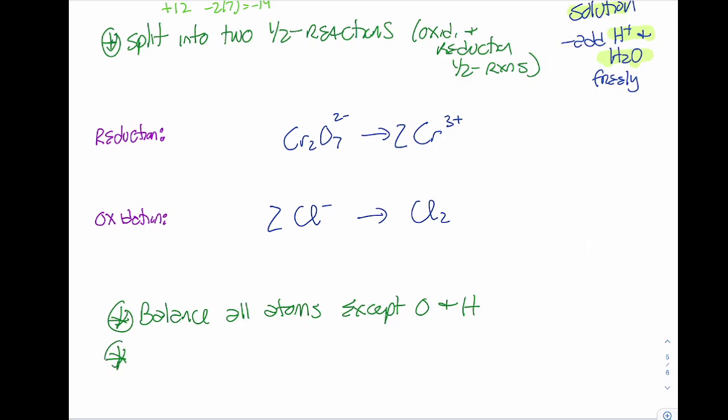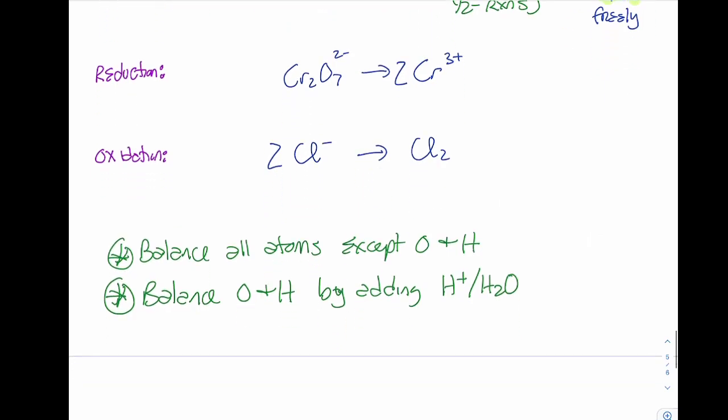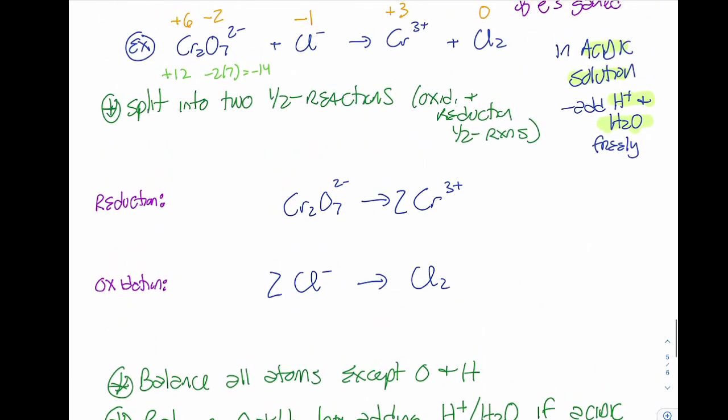My next step is we're going to balance oxygen and hydrogen by adding H plus and/or water. It doesn't always have to be both. Often it is, but it doesn't have to be if acidic. And then if it's basic, which this one isn't because I already said acidic, but if it was, we would add hydroxide ions and water, or water. So this one we're doing an acidic solution, so we can add hydrogen and water wherever we want.